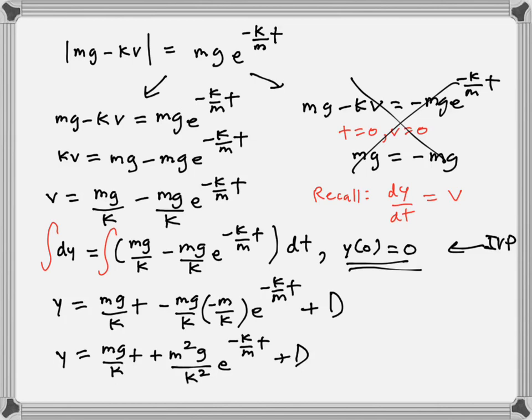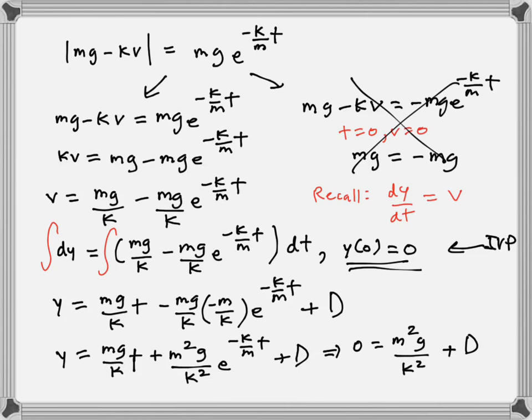0 equals, right, because this is a t, sorry, let me make that more clear. This is a t, so when you plug in 0, that term goes away, and then everything goes away over here except for... So you end up with 0 is equal to, if you plug in 0 for t, just m squared g over k squared plus d. Okay?